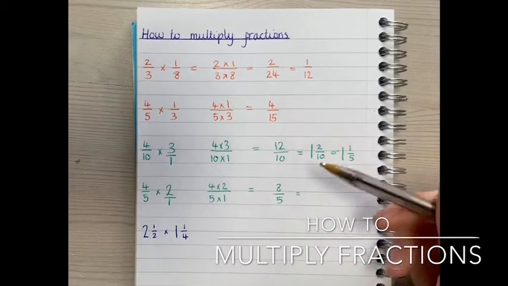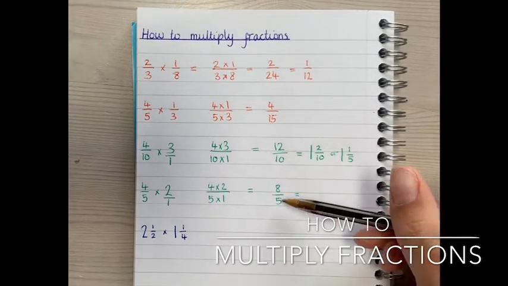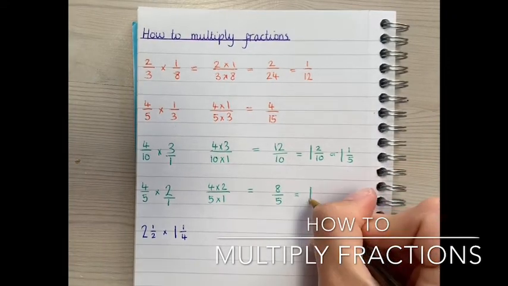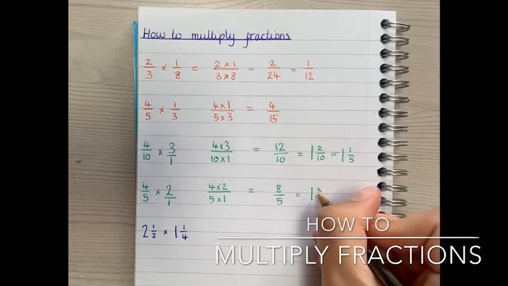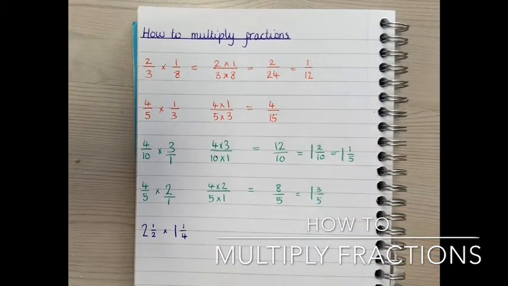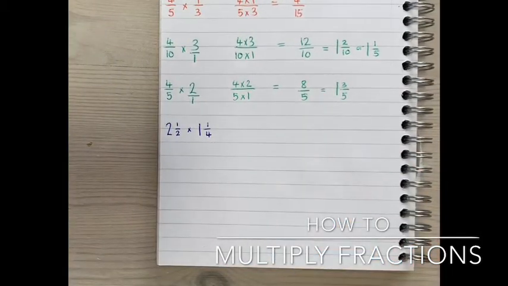Okay, there we go. There's another improper fraction that needs to be made into a mixed number. So how many times does 5 go into 8? It goes once with 3 remaining, and my denominator is always the same. So 1 3/5.